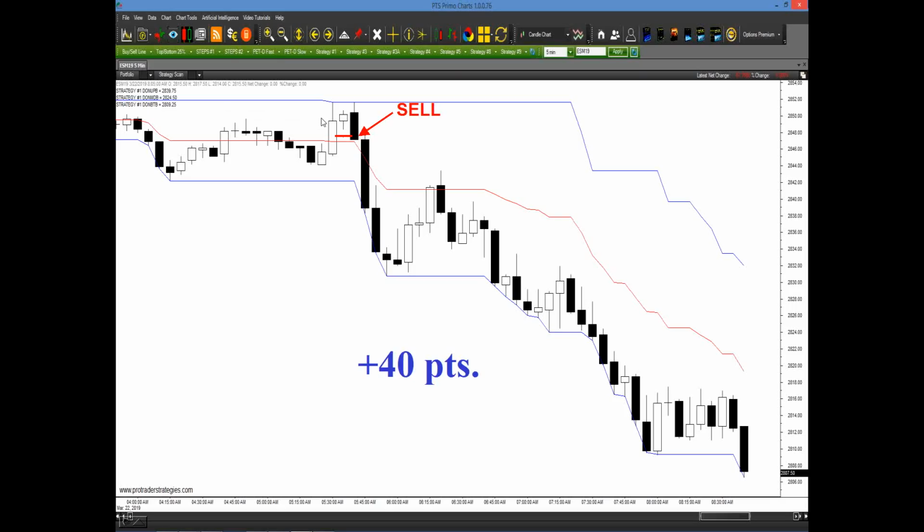That's okay. This is what we mean by consistency. So don't think that just because you have a loss, this doesn't work. Or maybe you have 2 or 3 losses. That's okay. If you keep your losses to a minimum, which we provide in the course, we show conservative and aggressive type stops.